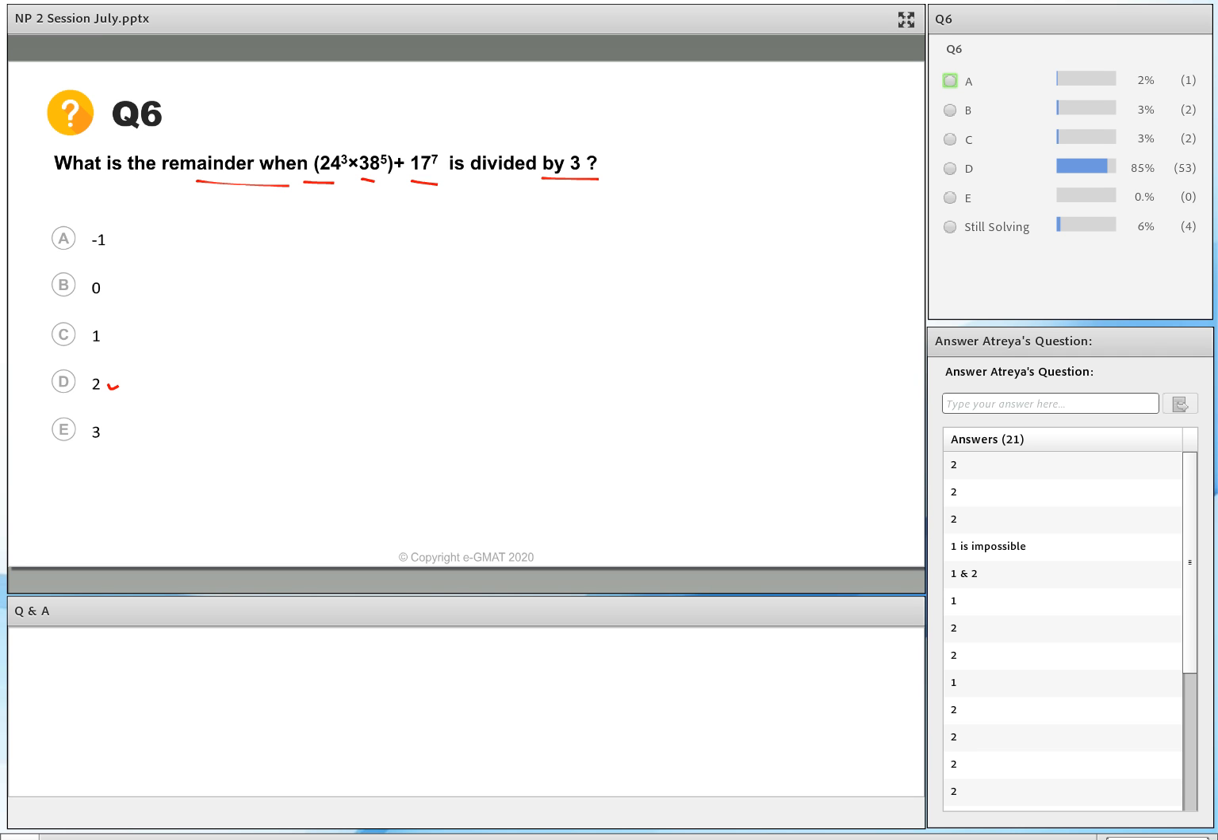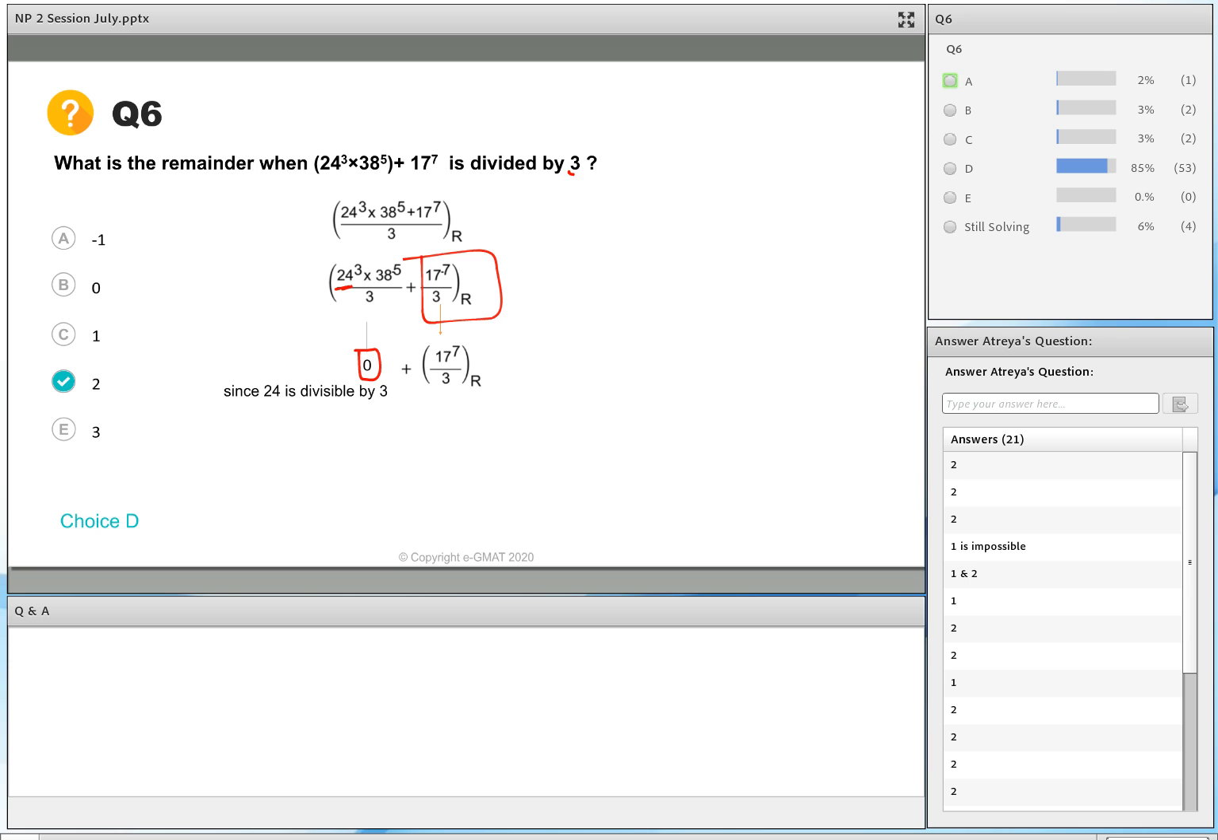Okay, so what's the remainder when this is divided by 3? Something that we have seen before, right? I get a remainder of 0 from 24. So the first term does not yield any remainder, because 24 is a multiple of 3. So nothing from part 1. The remainder from part 1 is equal to 0. Then what do I have? I have 17 to the power 7 divided by 3. I need to calculate the remainder for this.